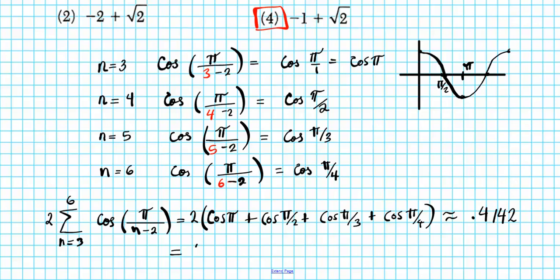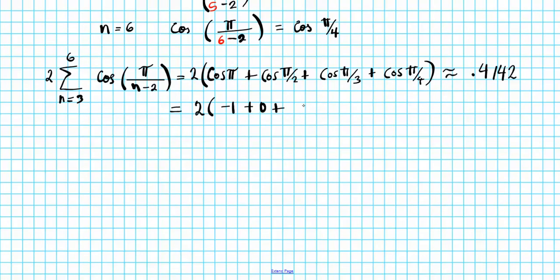What this graph tells me is that cosine of pi, I didn't draw that correctly, cosine of pi is the minimum. And do you know what the minimum is for the parent cosine function? The minimum is negative 1 and the maximum is 1. So 2 cosine pi is negative 1, plus cosine pi over 2, guess what, is 0, dead in the center, 0. Plus, now what is cosine pi over 3 and cosine pi over 4? If you have your unit circle ratios memorized, you will know that cosine pi over 3 is 1/2 and cosine pi over 4 is root 2 over 2.